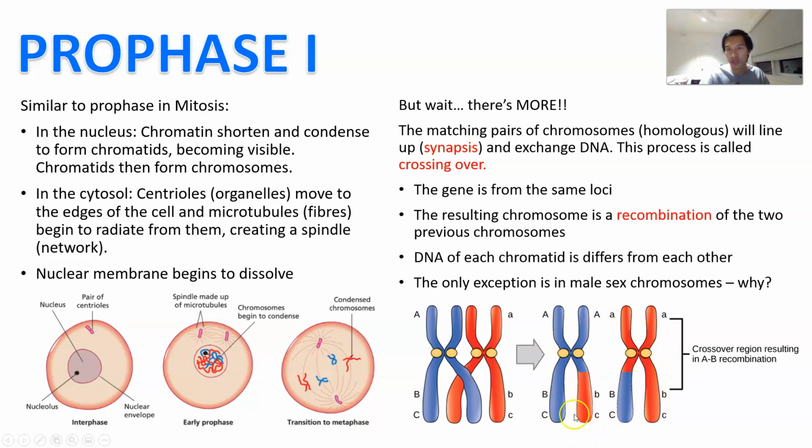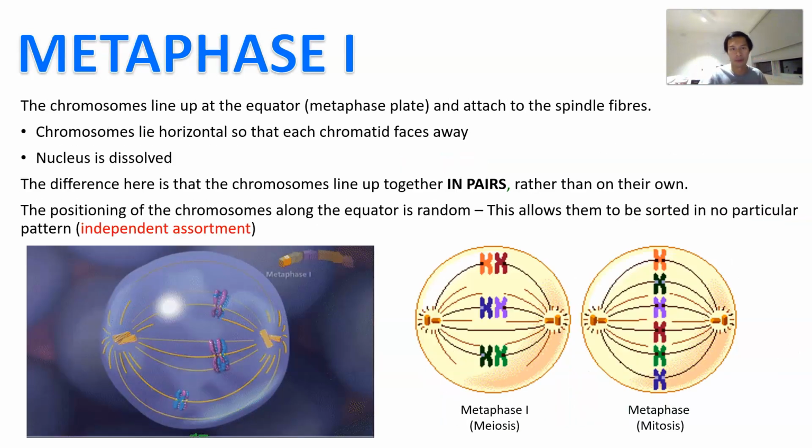Now, the only chromosome set that doesn't do this is the male sex chromosome. Why? Because the X and the Y are not homologous, and therefore it can't happen in the sex chromosomes for the X and the Y, okay? It can happen for the X and the X, but not for the X and the Y, okay? So crossing over and recombination occurs in prophase 1.